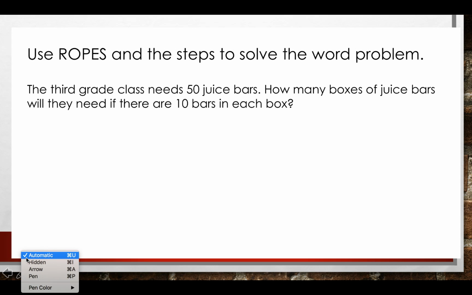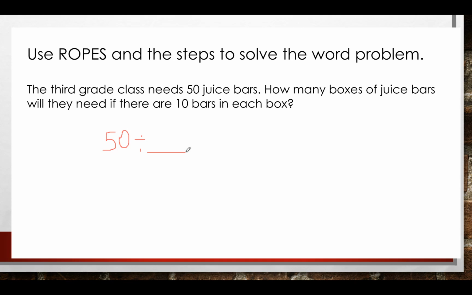be, first of all, our total amount. And our total amount is 50. So I will write 50 divided by the number of groups. But do we know the number of groups yet? No, that's what we're trying to find out. So I'm just going to put an X there. And then we know that there are 10 in each box. So 50 divided by something will give us 10, which is the number that's in each group.